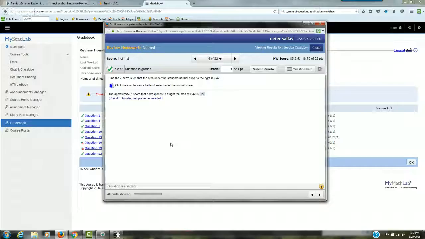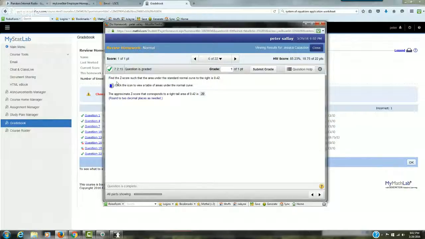Some of them I was guessing. Gotcha. Yeah. Okay. Like that one I didn't know how to get it. Find the z-score such that the area under the standard normal curve to the right is 0.42. Okay.